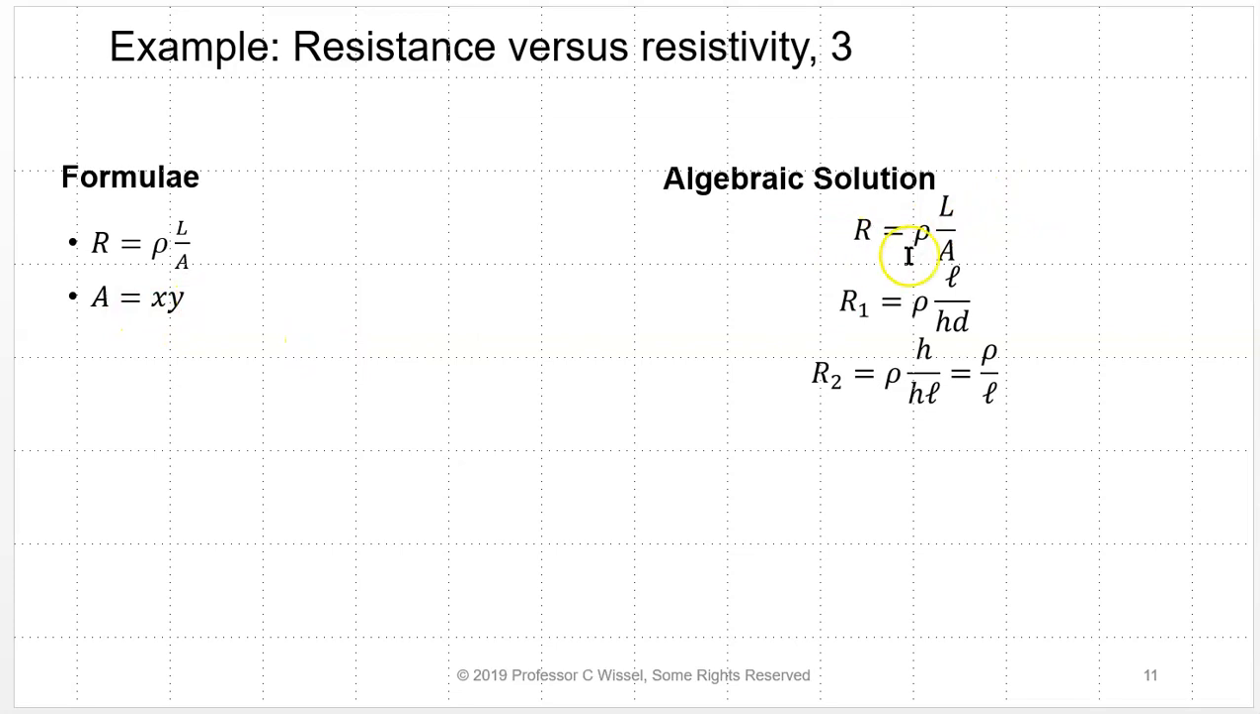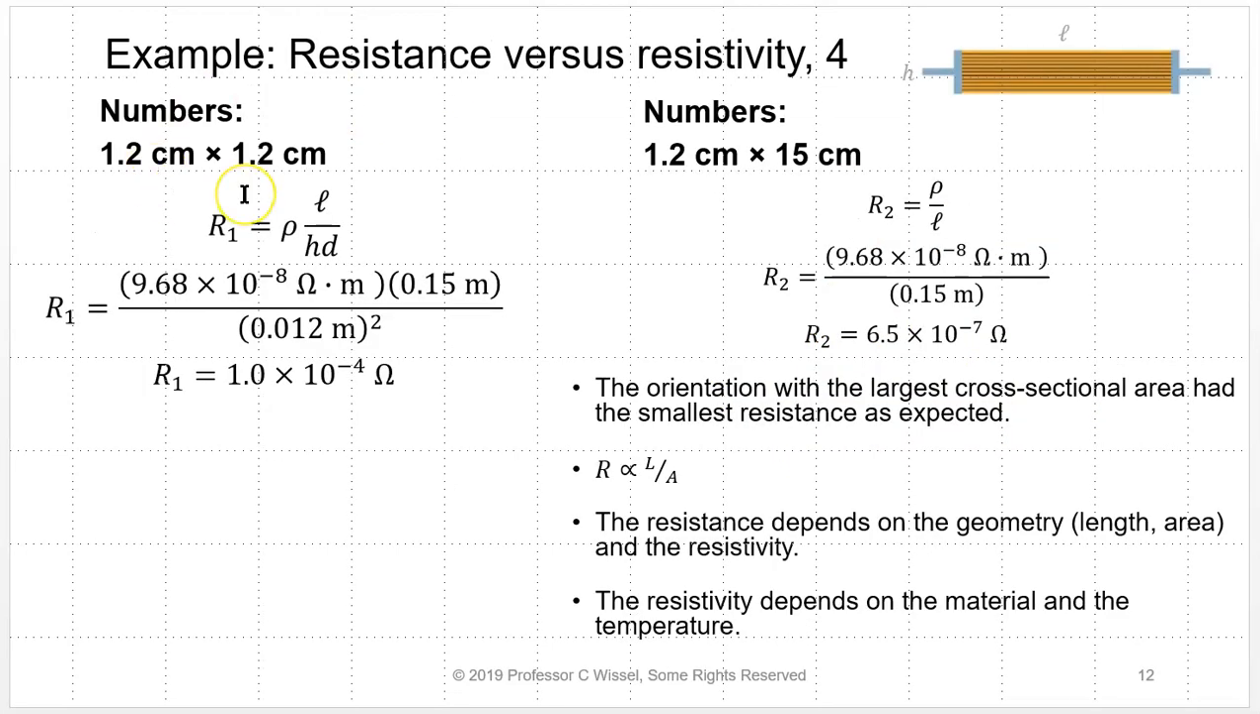So the resistance is ρL over A, and R1 is ρL over H times D, and R2 is ρL over H times L, or ρ over L. So here's the 1.2 by 1.2 side. R1 is ρL over H times D. Here's our resistivity of 9.68 times 10 to the minus 8 ohm meters. Here's our L dimension, 0.15 meters, and of course H times D is just 0.012 meters squared. Okay, so R1 equals 1.0 times 10 to the minus 4 ohms.